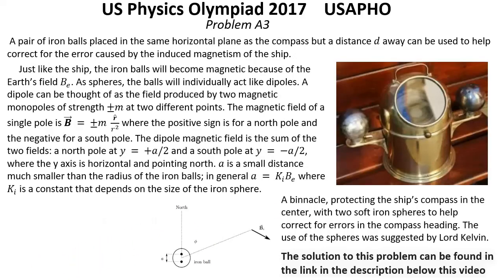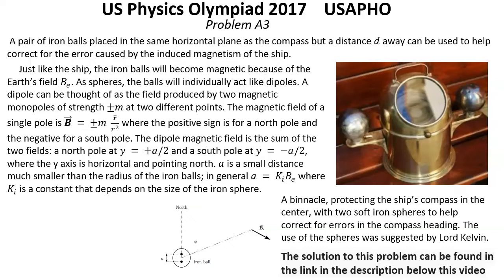A pair of iron balls placed in the same horizontal plane as a compass but a distance d away can be used to help correct for the error caused by the induced magnetism of the ship. Just like the ship, the iron balls will become magnetic because of the Earth's field BE. As spheres, the balls will individually act like dipoles.